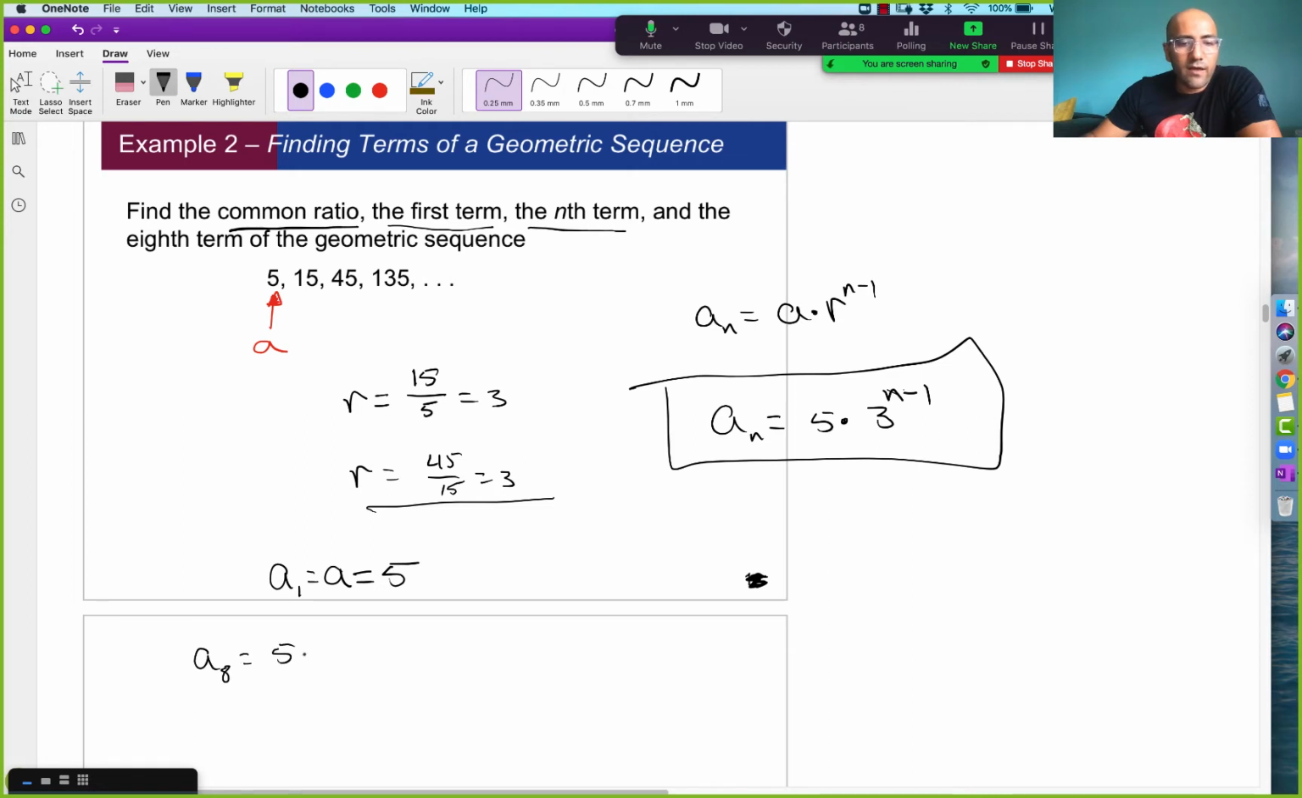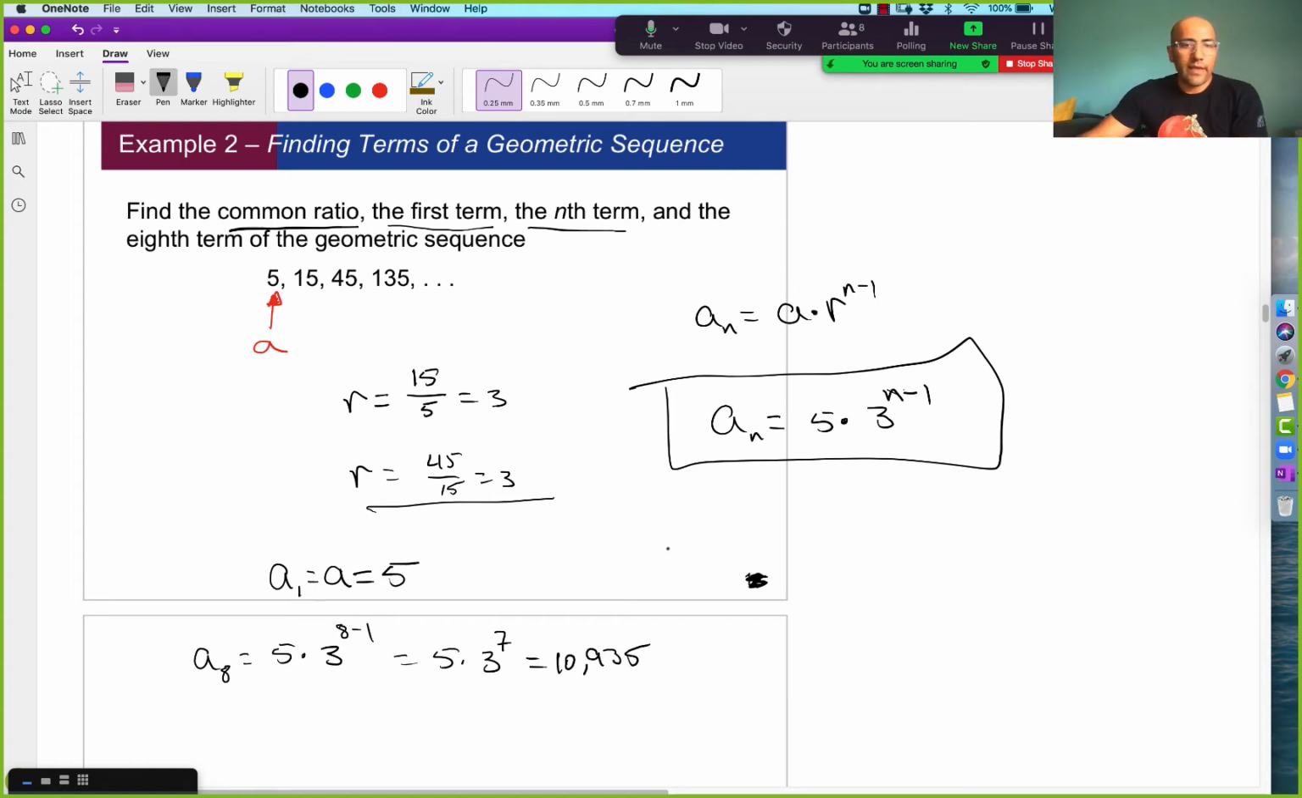That's equal to 5 times 3 to the power of 8 minus 1, which will be 5 times 3 to the power of 7. And that's where I need a calculator. I don't know what 3 to the 7th power is. Where's my calculator? Three to the power of 7 is 2,187, and I multiply that times 5. I'll get 10,935.